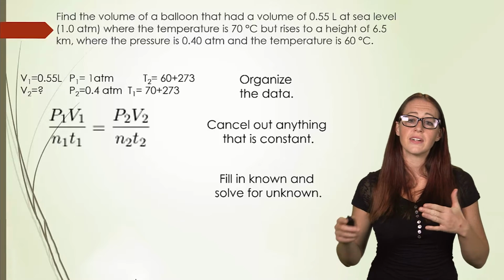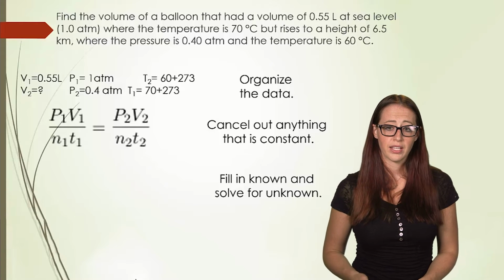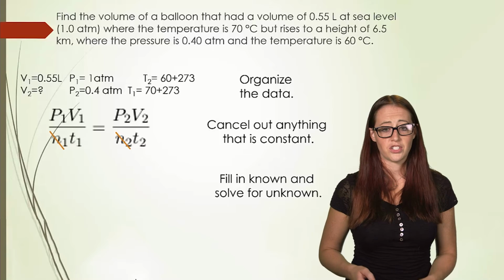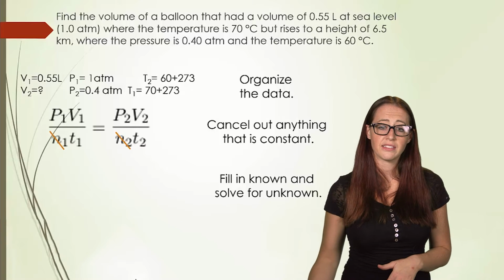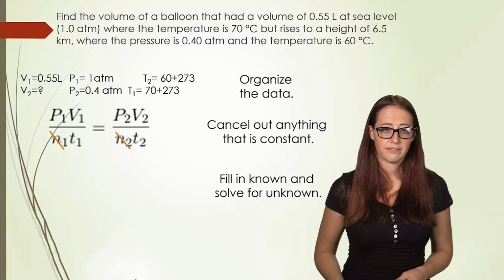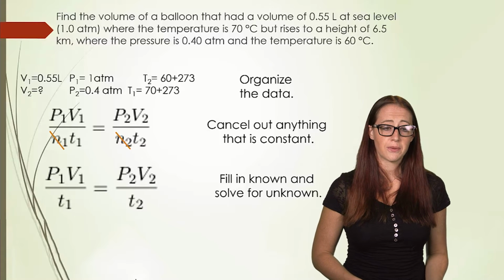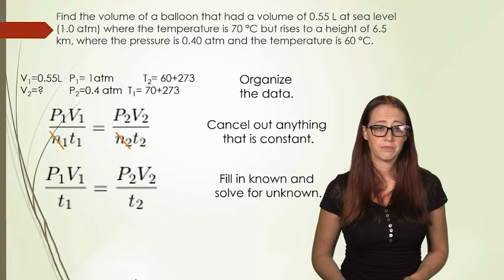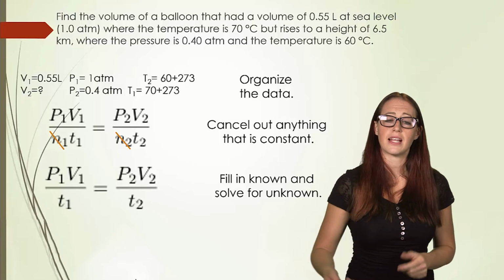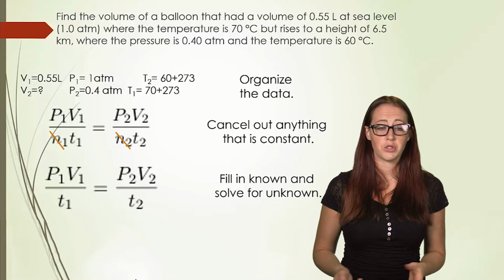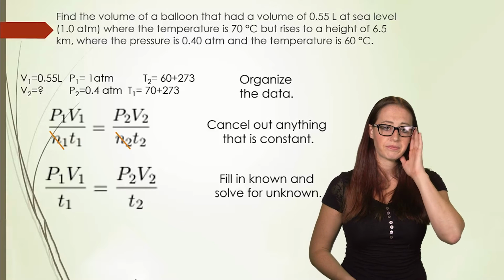We can then cancel out anything that doesn't change. Everything in this case is changing except for the n, so the n will cancel, and the others will stay. From here, we can fill into this equation and solve for the unknown. And these 3 basic steps will be exactly what you do for all future problems of this type.